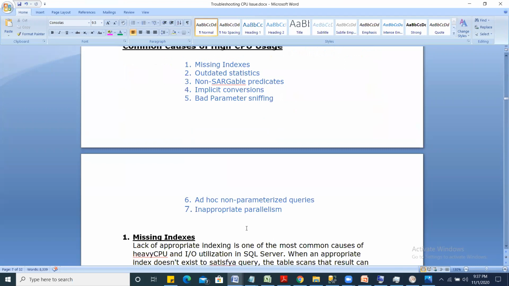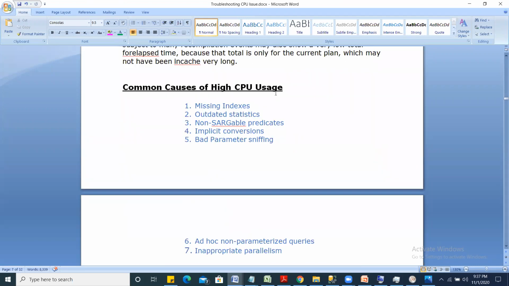So the next is common causes of high CPU utilization. I'm not going to discuss this, but one thing I would tell: whatever the common causes you see here for high CPU utilization issues, those are also performance killers: missing indexes, outdated statistics, non-sargable predicates or conditions, implicit conversion, bad parameter sniffing, ad hoc non-parameterized queries, inappropriate parallelism, right? These all are related to your performance killers as well.